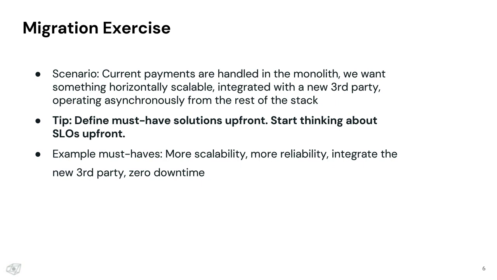So this is usually how I approach migrations. Basically, we start with a scenario. Current payments are handled in the monolith. We want something horizontally scalable. We want to integrate with a third-party API. We want it to operate asynchronously from the rest of the stack, so kind of like its own thing with its own state that is separate from the rest of the monolith. So we don't want the monolith to rely on the state of the payments service at all.